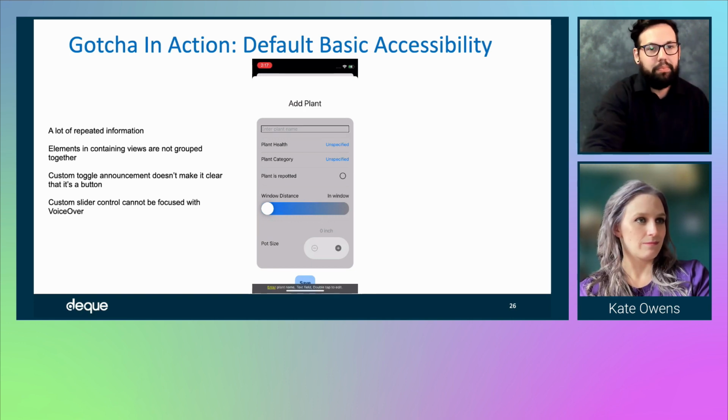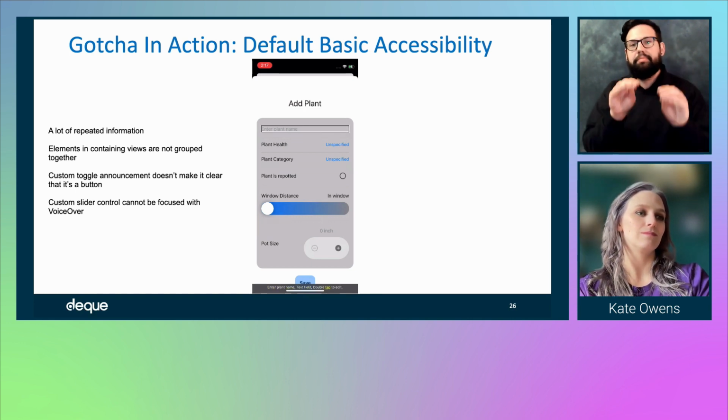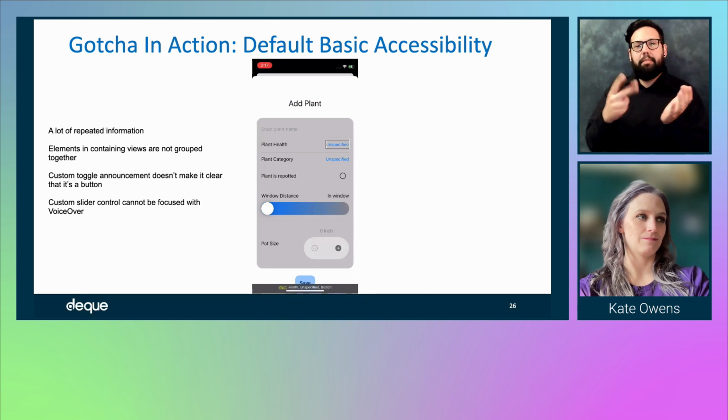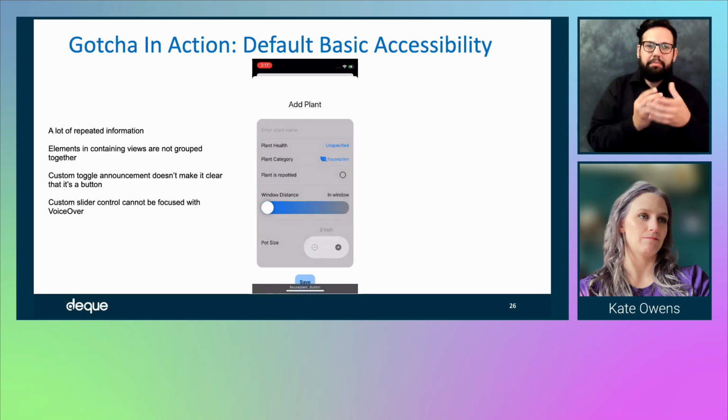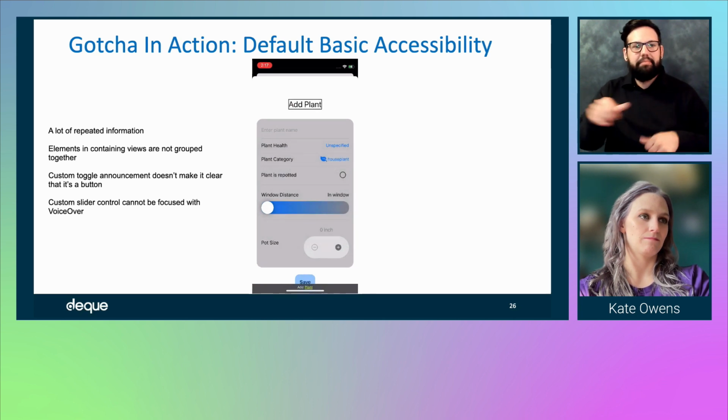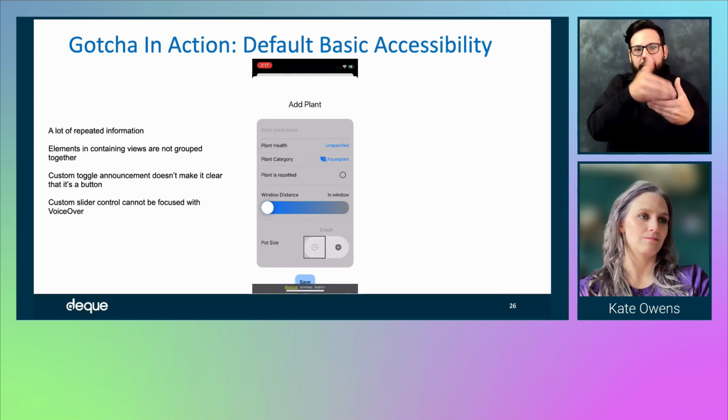Add plant. Enter plant name. Text field. Double tap to edit. Plant health. Plant health. Unspecified. Button. Plant category. Plant category. Button. Image. Gift card. Logo other. Unspecified. Houseplant. Button. Add plant. Plant is repotted. Circle. Image. Window distance. In window. 0 inch. Pot size. Remove. Dimmed. Button. Add. Button.